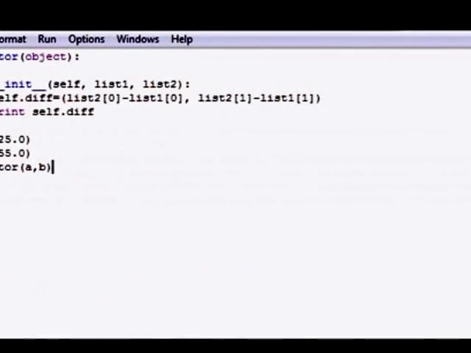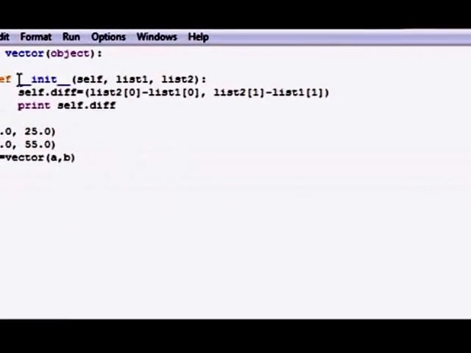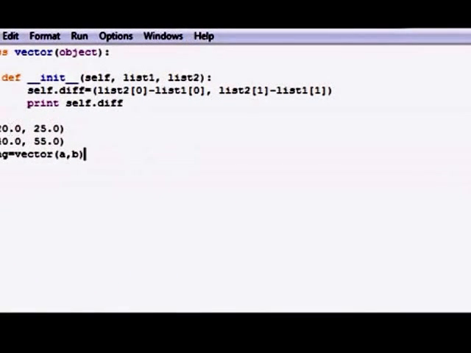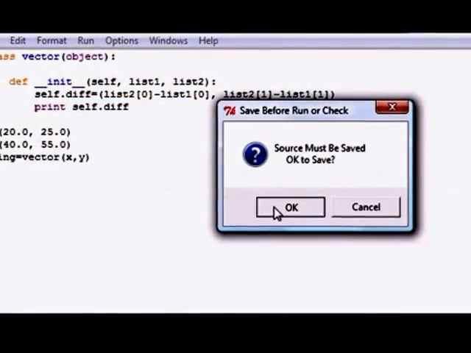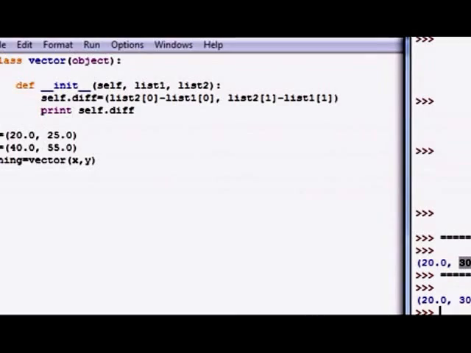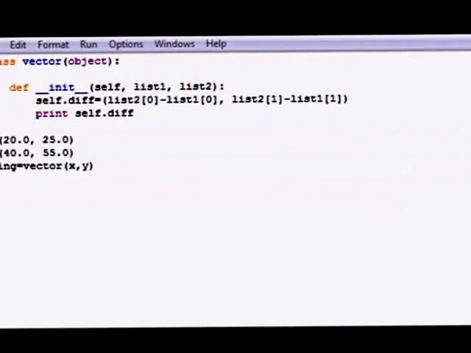So let me minimize out of that. We already got one function. Actually, I'm going to go ahead and change this to x, y. Let me run it, make sure it still runs, make sure I didn't break anything. And 20, 30, there you go, still runs.